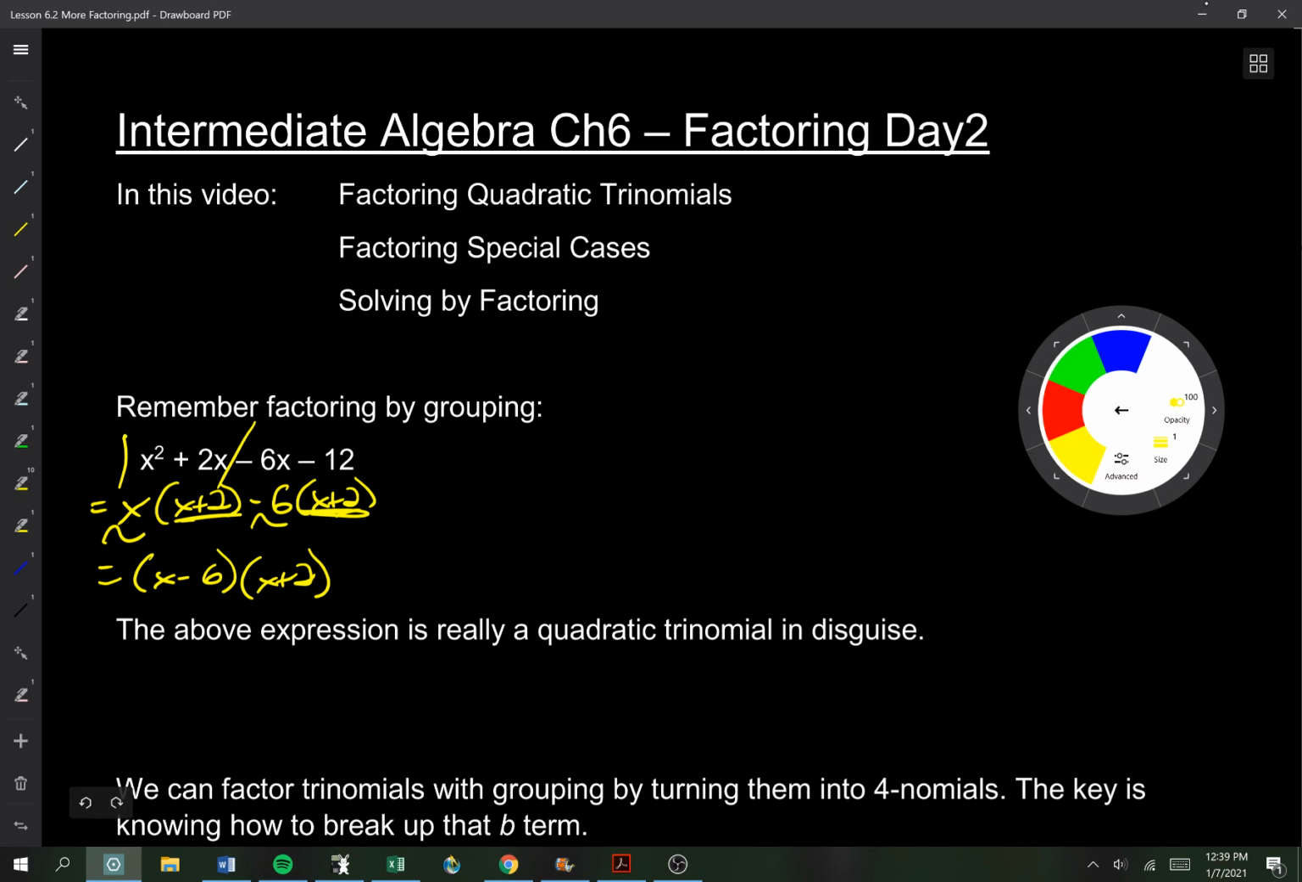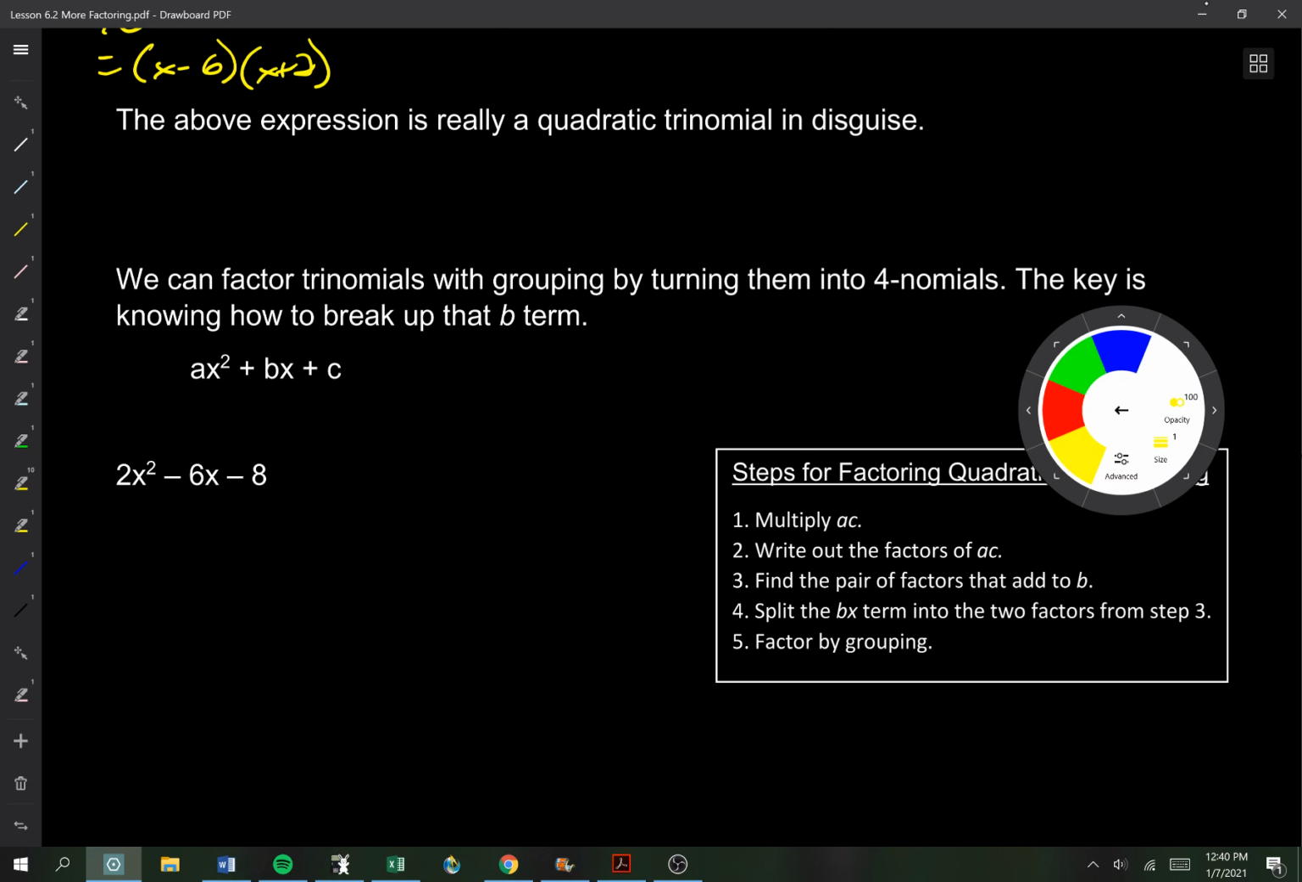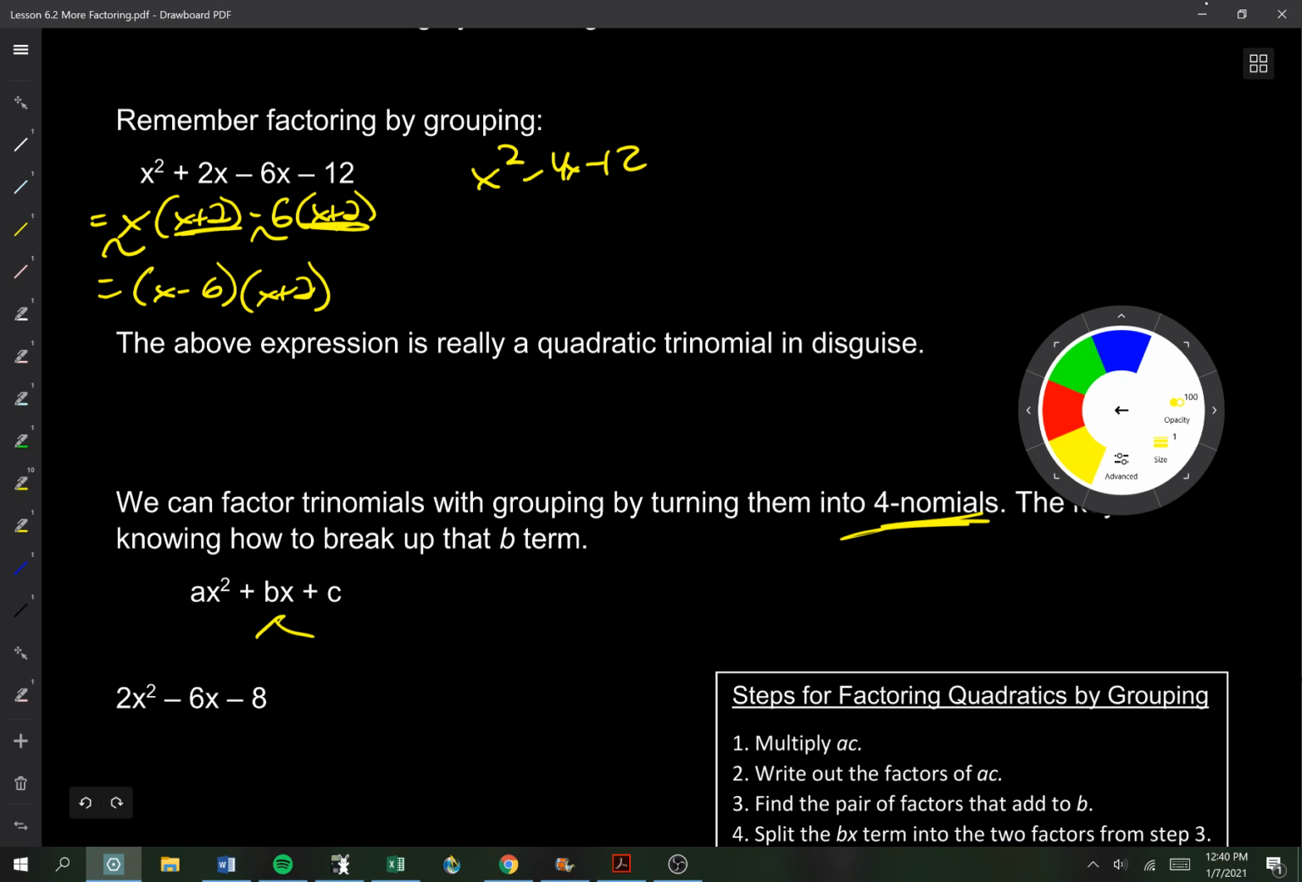Now the thing is, this is really a quadratic trinomial. Trinomial means three terms. It has four terms, but it's really a quadratic trinomial because we could write it as x squared minus 4x minus 12. We could combine these two. So what this tells us is that we can factor trinomials if we can make them into four-termed expressions. So we're going to use factoring by grouping and turn a three-termed expression into a four-termed expression. The key is splitting up this b term, right? Like this b term, negative 4x, was split into plus 2 and minus 6x.